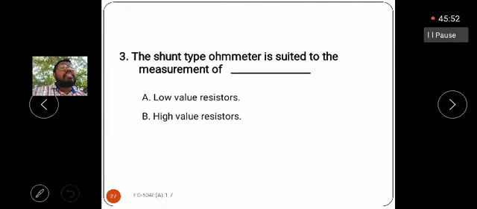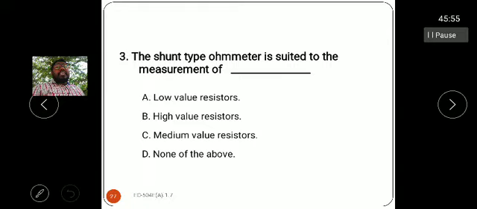The next question: the shunt type ohmmeter is suited to the measurement of. Already I covered this question's information in the previous slides. The shunt type ohmmeter is suited to the measurement of low value resistors, high value resistors, medium value resistors, none of the above. Our answer is low value resistors.